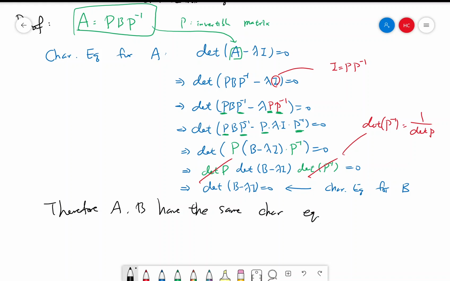And because they have the same characteristic equation, that means they have the same eigenvalues, because eigenvalues are determined from characteristic equations. Alright, so that's it for section 6.2. We'll be talking about applications of diagonalization in the next section.